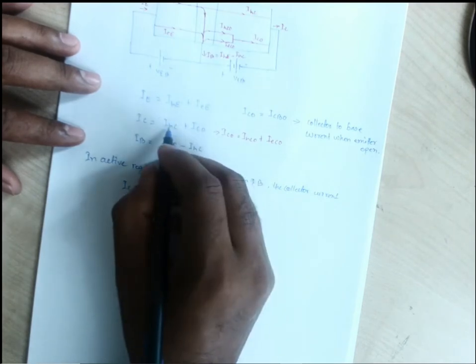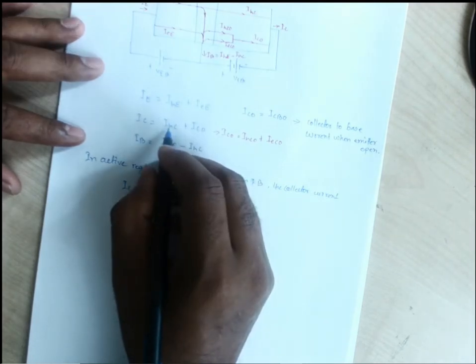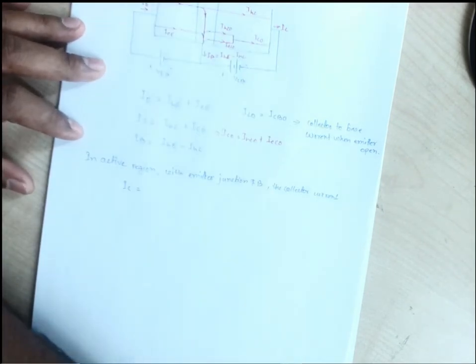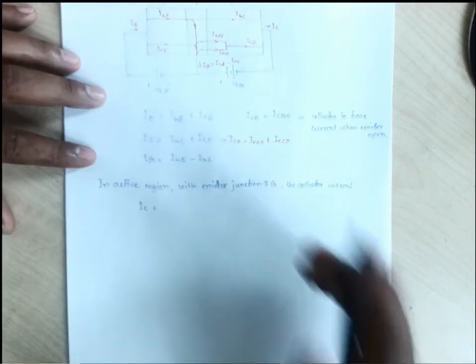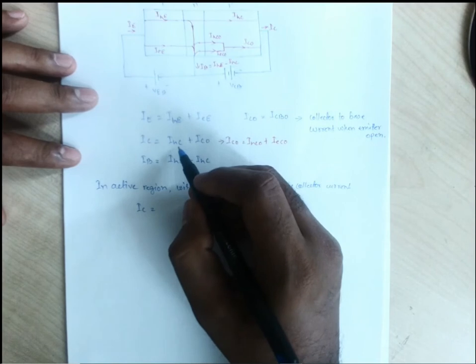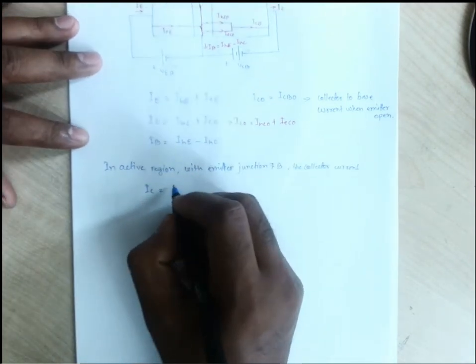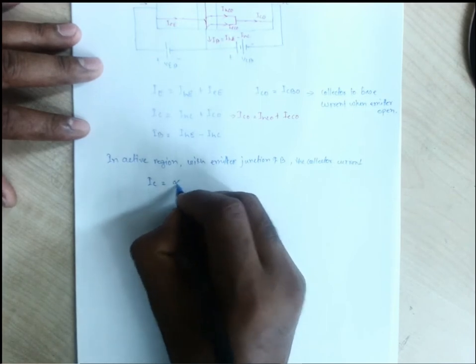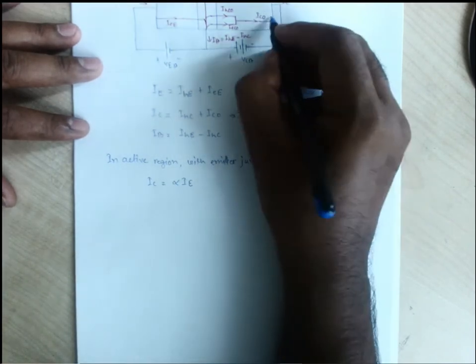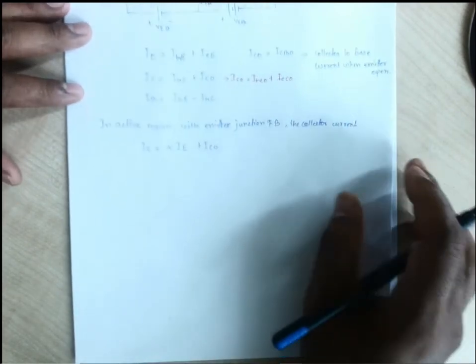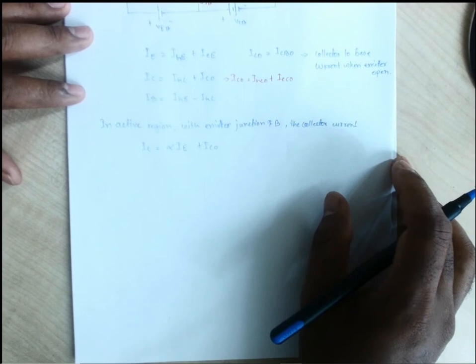So IHC, what is that? It is somewhat less than IHE, right? So we can say this IHC is a fraction of IE. That is what we can write: IC is alpha IE plus ICO, this minority carrier current. This is the equation, the representation of the collector current.